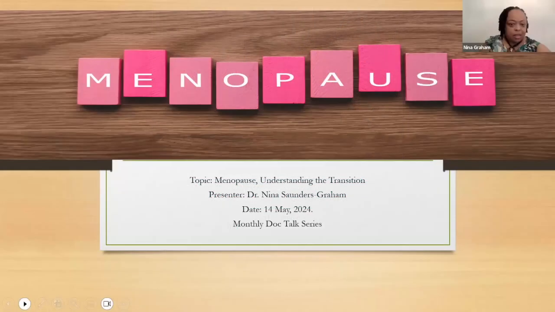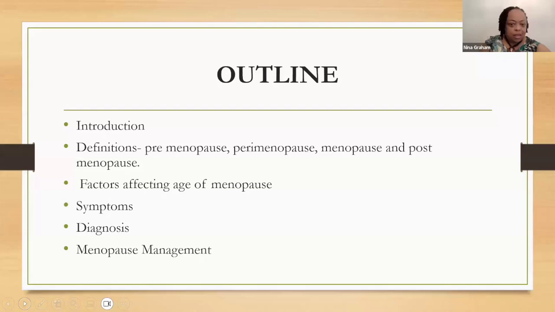Today it is basically an intro and a few definitions we need to go on, because a lot of times women just broadly say menopause, and menopause is just one point in time as the questions ask. Then you have definitions for before and after.